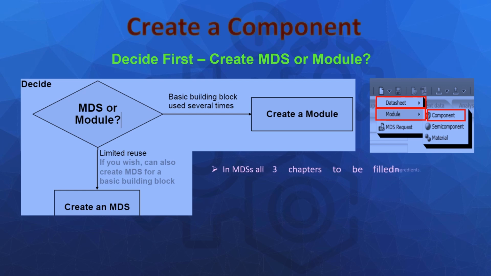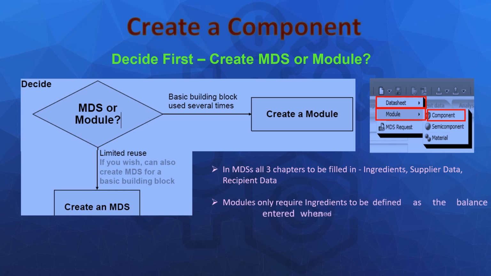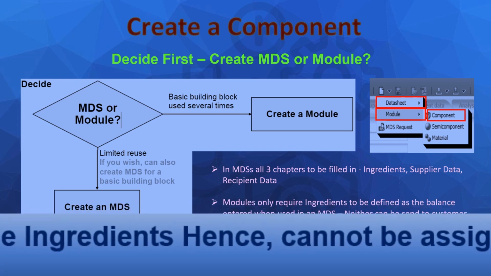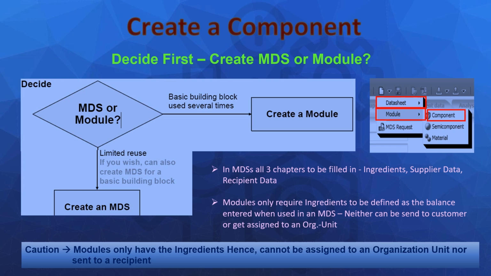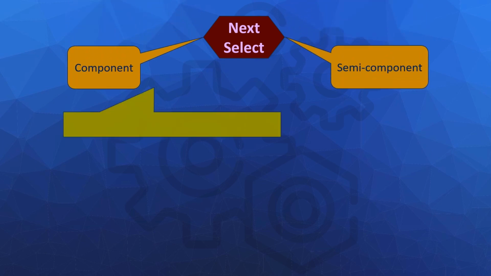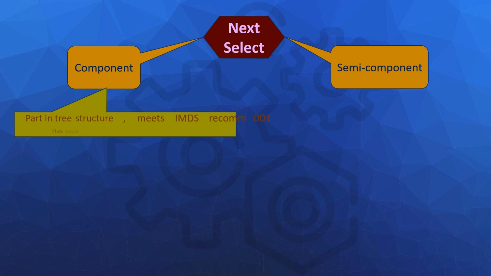In an MDS, all information such as ingredients, supplier data and recipient data is required to be filled. Modules only require ingredients to be defined. The balance is entered when used in an MDS. But as modules have only ingredients, note that neither can they be sent to a customer nor be assigned to an organization unit. The next step is to select component or semi-component. The main difference is that a component meets all Recommendation 001 requirements, whereas a semi-component is used per weight, length or volume.